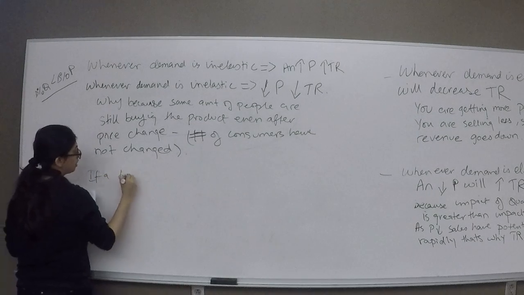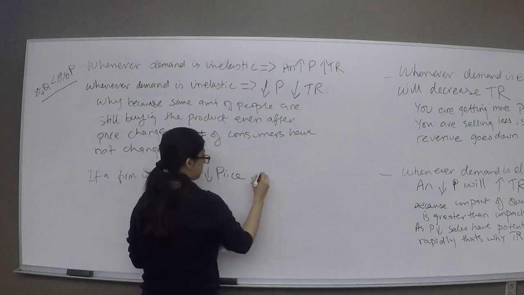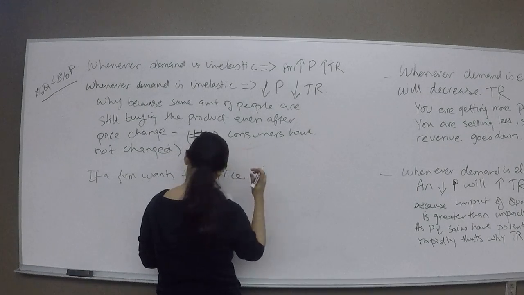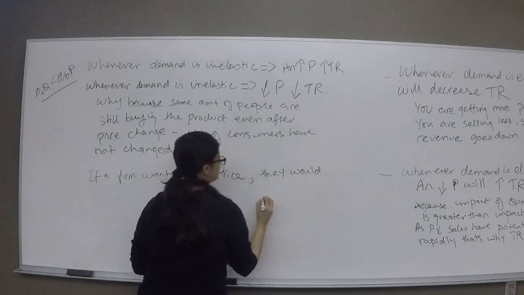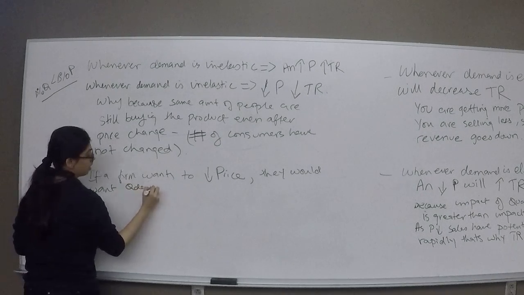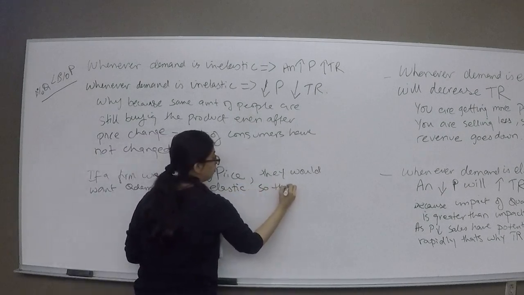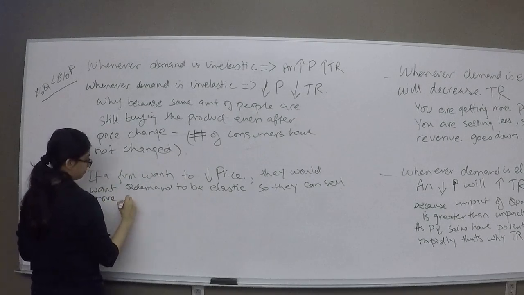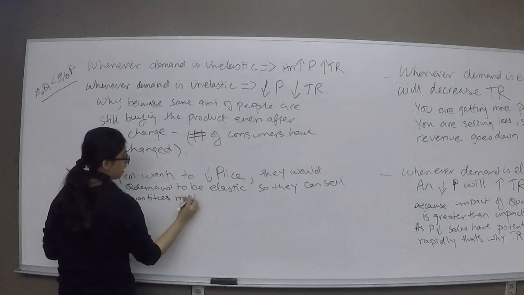If a firm wants to decrease price, they would want quantity demand to be elastic so they can sell more quantities and make more profit.